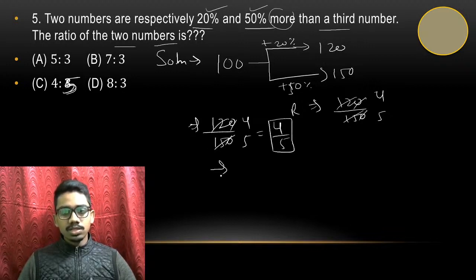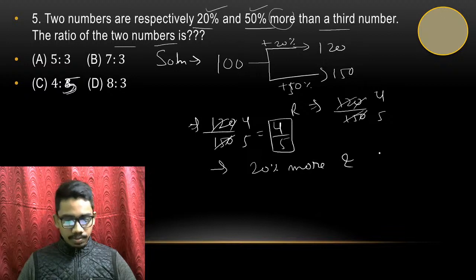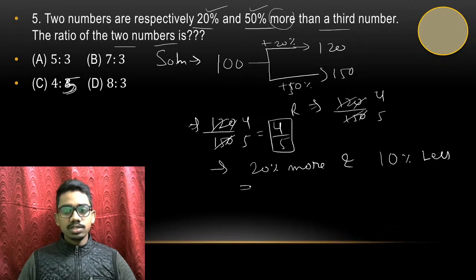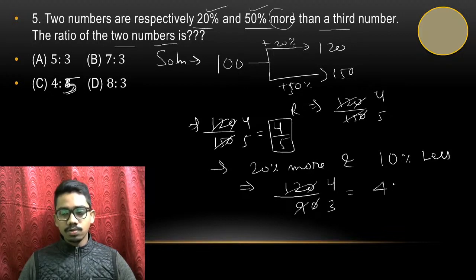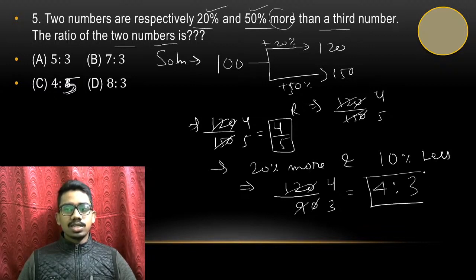Suppose I am giving you one question: 20% more and 10% less. Kindly solve the question. That is how you will solve this question, guys. 20% more means 120 and 10% less means 90. So 3 3s are 9, 3 4s are 12. In this case, you will get ratio as 4 ratio 3. Clear?